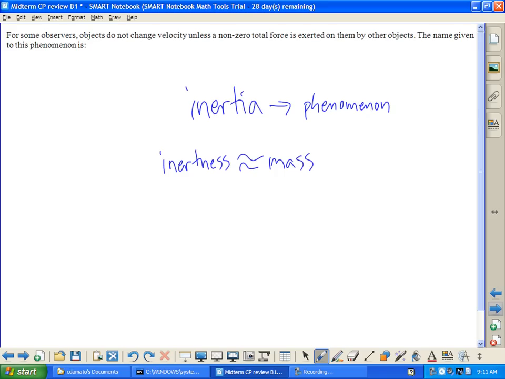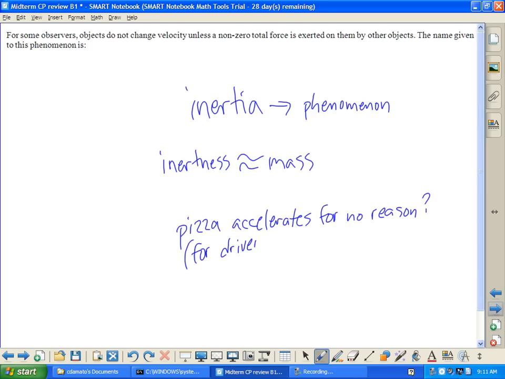Okay? Pizza accelerates for no reason. For the driver, that means the driver is in a non-inertial reference frame.